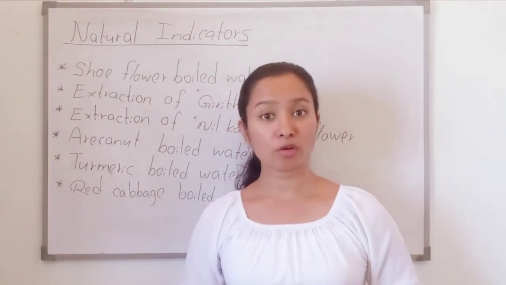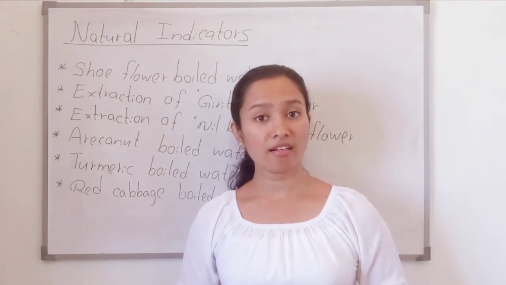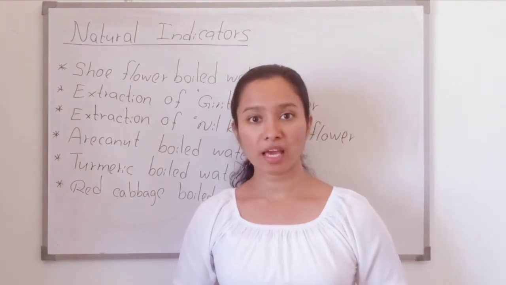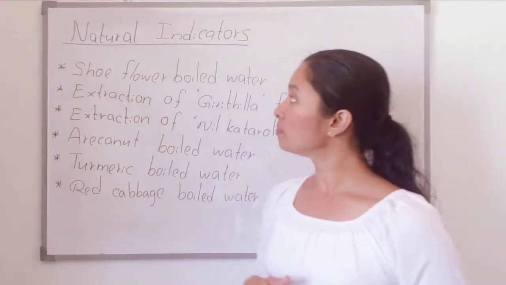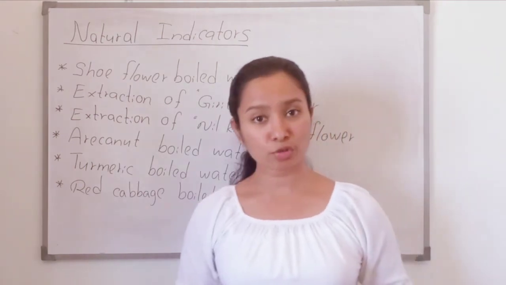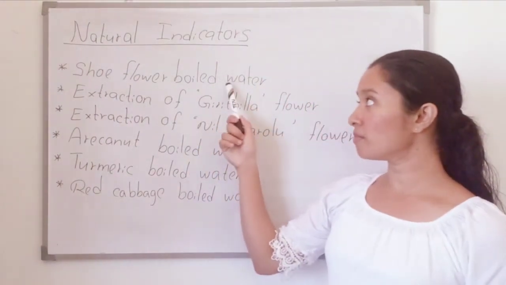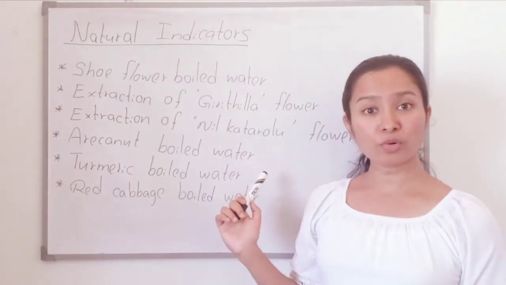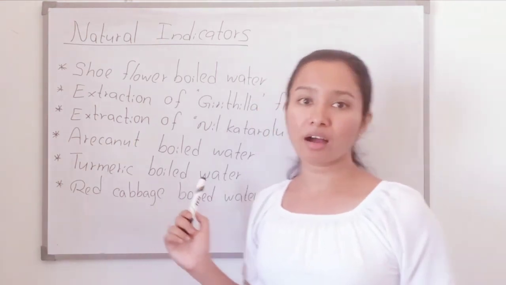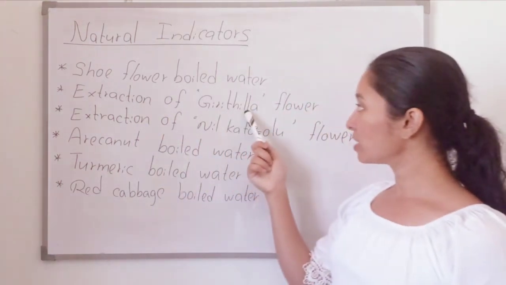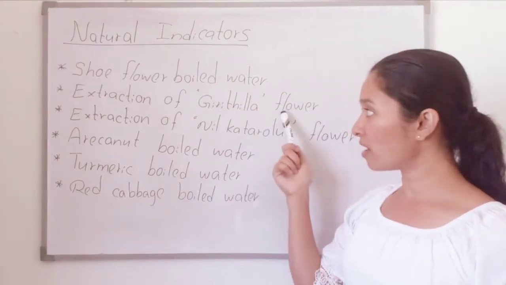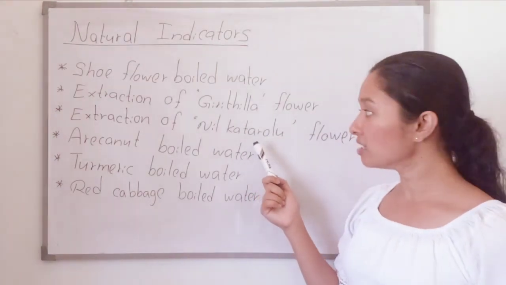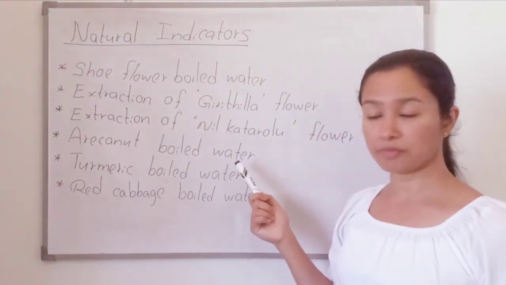When we talk about indicators, there are natural indicators also. In our previous practical, we took shoe flower boiled water. That is a natural indicator. Other than shoe flower boiled water, there are a lot of natural indicators. You can prepare these indicators at home. Extraction of giritilla flower: you can take a giritilla flower and take some extraction. Then needle cutter flower: you can take an extraction.